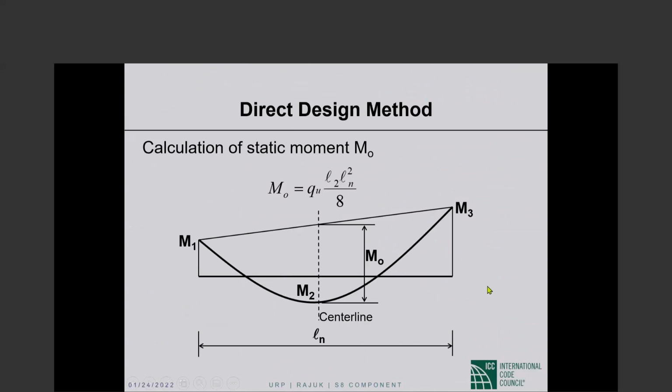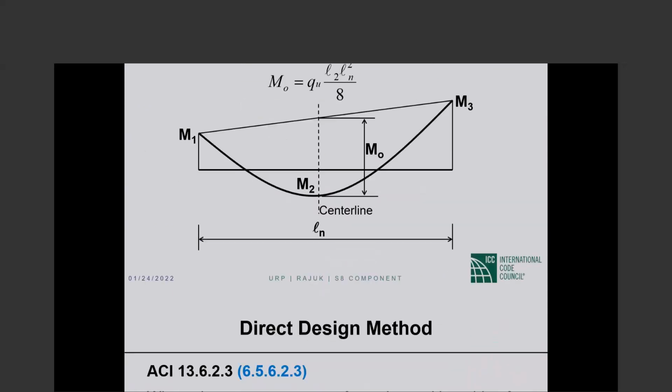M sub 0 is M sub 1 plus M sub 3 divided by 2, the average of the two support moments, plus the span moment, M sub 2. So M sub 0 has to be divided among those three, M sub 1, M sub 2, M sub 3.